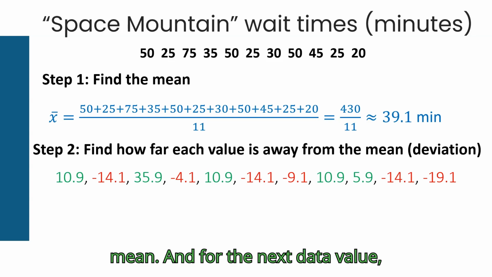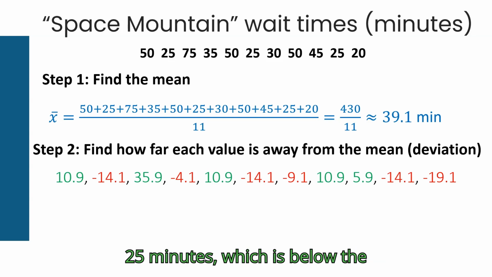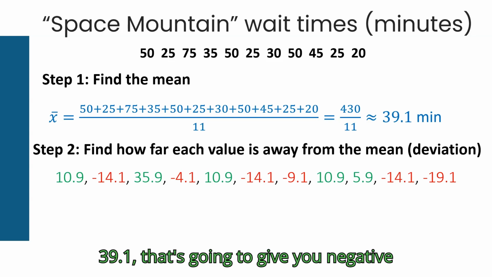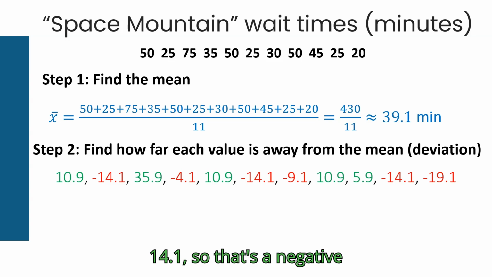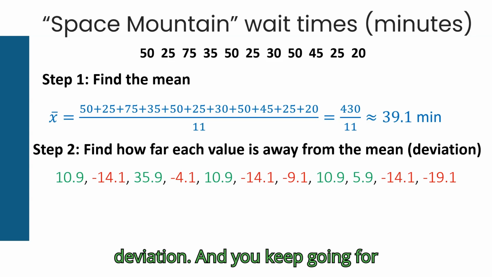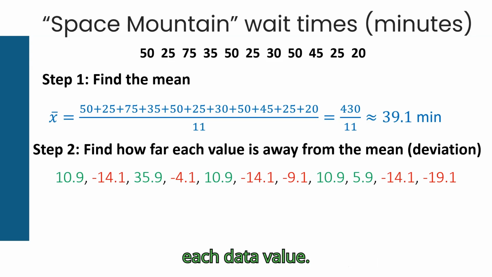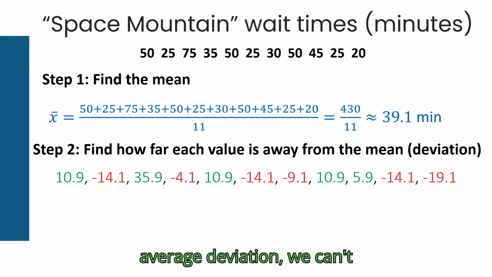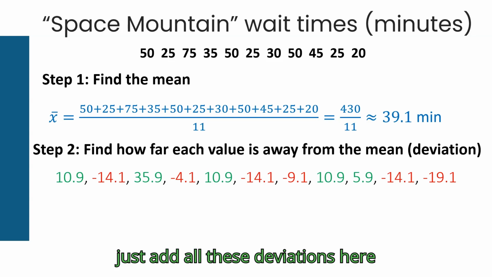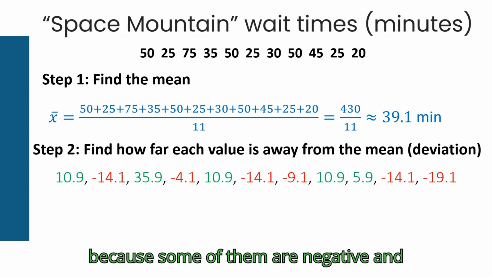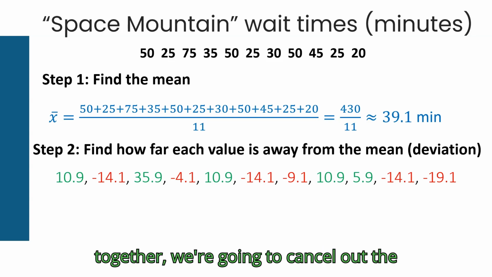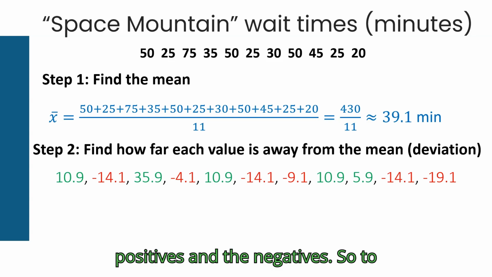For the next data value, 25 minutes, which is below the mean, 25 minus 39.1 gives you negative 14.1. So that's a negative deviation. And you keep going for each data value. Because we're interested in finding the average deviation, we can't just add all these deviations because some of them are negative and positive. If we just add them together, we're going to cancel out the positives and the negatives.